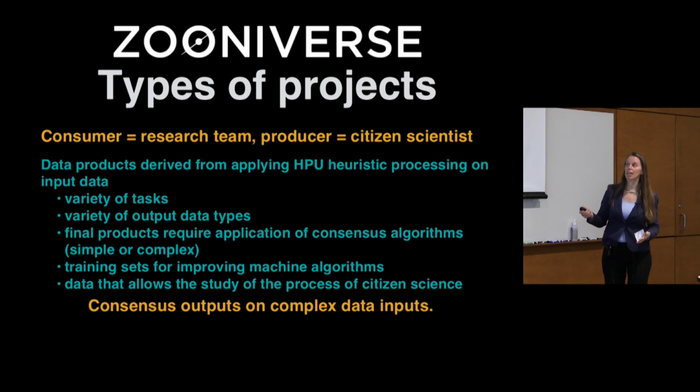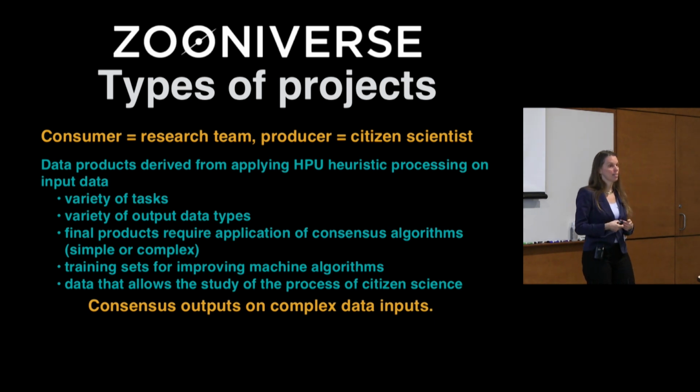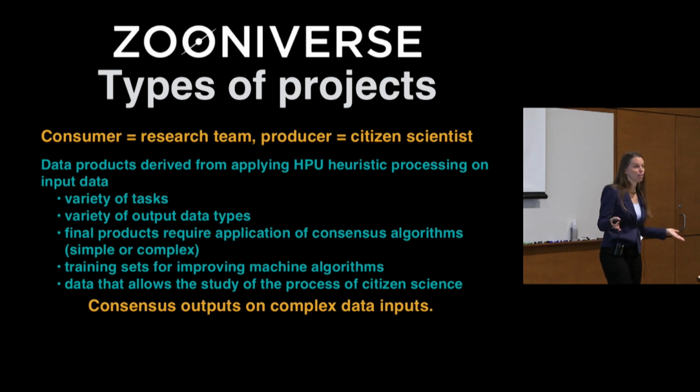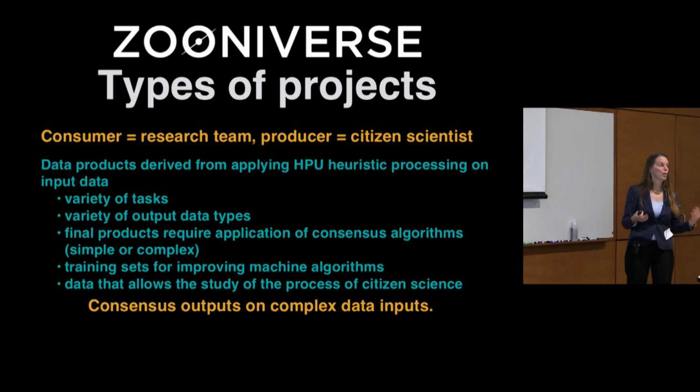Once you get the output data, you have to apply a consensus algorithm. Say you get 35 votes on each galaxy. Well, you need to figure out how to combine those votes, okay, to give you a meaningful interpretation of the data. And then I mentioned these before, so I won't spend too much time on that.